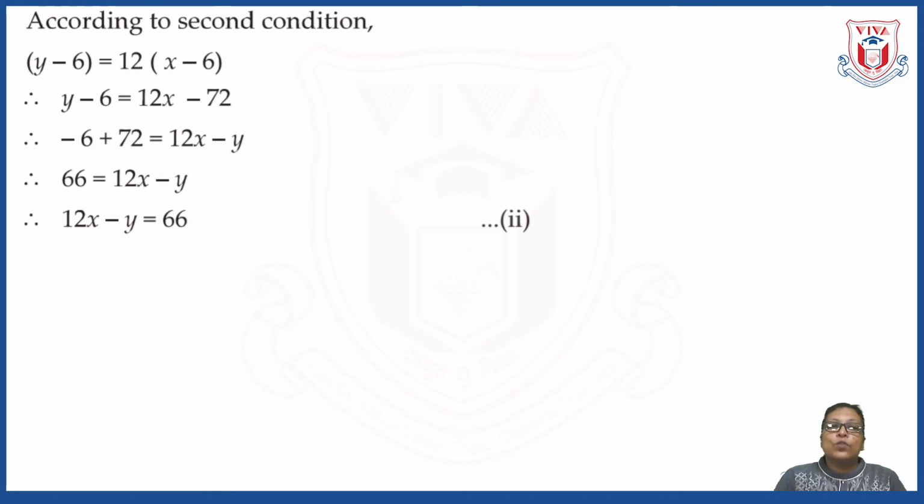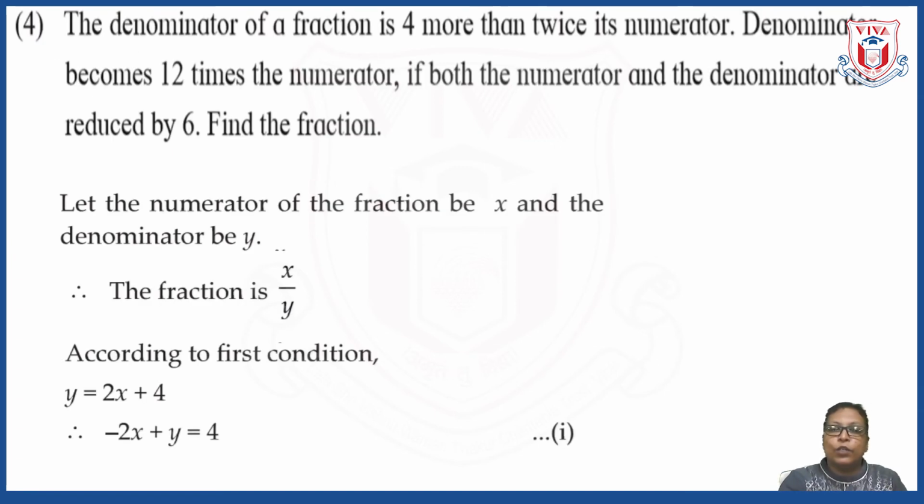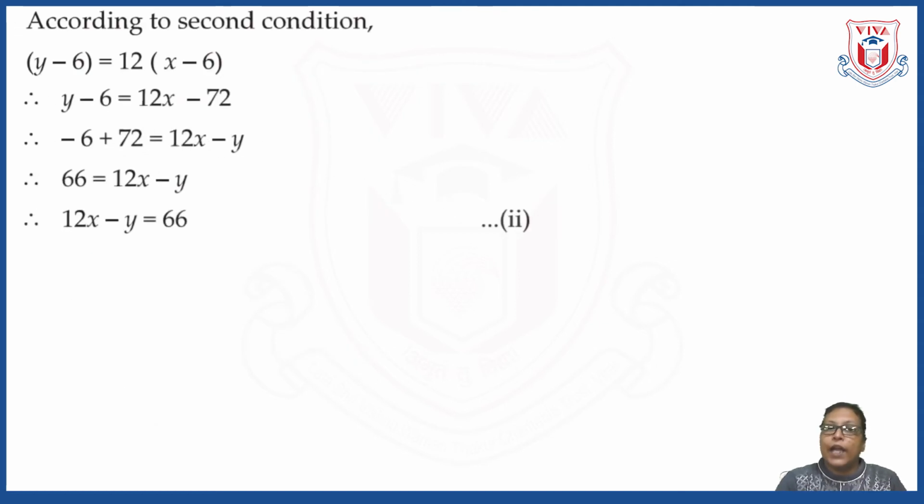Okay, so 72 minus 6 is 66. So the equation is 66 is equal to 12x minus y. If we write it properly, the equation is 12x minus y is equal to 66. Number this as equation number 2. So we got equation number 1 and equation number 2. You can see equation number 1 as minus 2x plus y is equal to 4 and equation number 2 as 12x minus y is equal to 66.